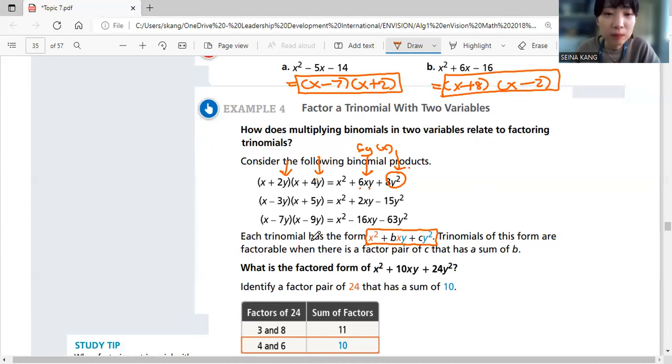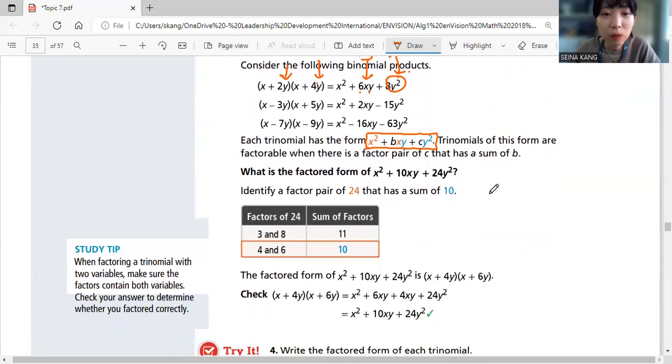All right, let's look at an example. What's the factor form of x squared plus 10xy plus 24y squared? First, identify a factor pair of 24 that has a sum of 10. Okay, we want to get a factor of this, but first we're just going to look at the number 24. So the numbers have to match up as well. 6 and 4 multiply to positive 24 and add up to positive 10.